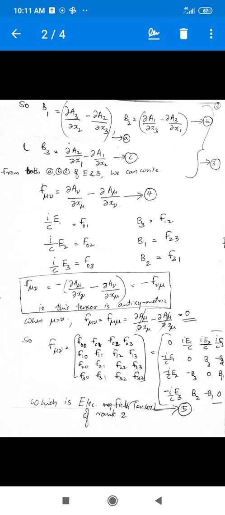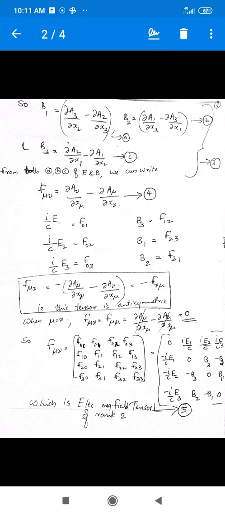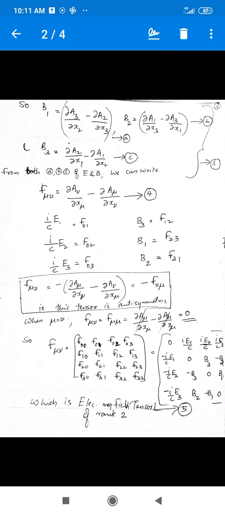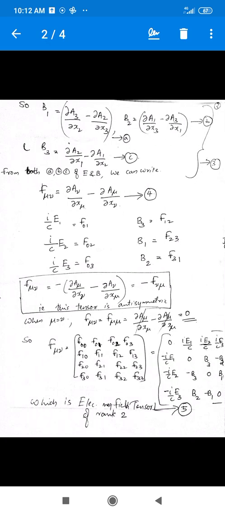We can substitute now. First let us see what is i by c into E1. I by c E1, when you take from this equation, is dou A1 by dou x0 minus dou A0 by dou x1. So by substituting that in equation 4, you will get F01. Now i by c into E2, what is that? When you substitute that in this equation, you will see it is F02, and i by c E3 will be F03.